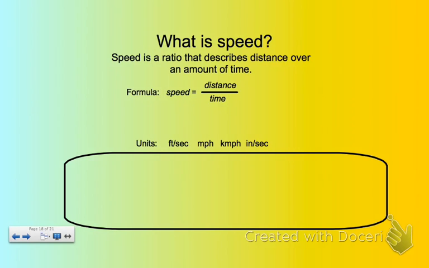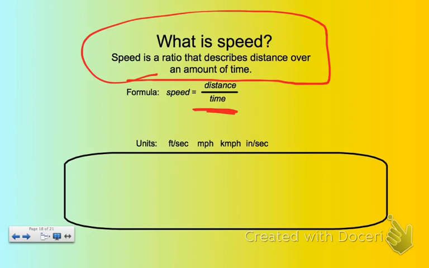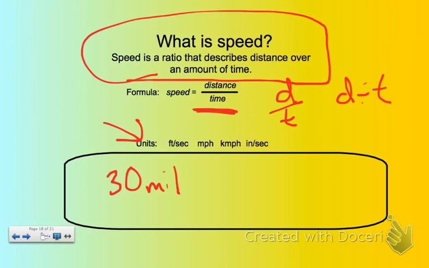As a quick review, what is speed? Well, speed is simply a rate that describes the distance traveled over a specific amount of time. Our formula for it is distance divided by time, or d divided by t. We have different units involved as well: feet per second, miles per hour, kilometers per hour, inches per second. Some basic units you might see are 30 miles per hour or 12 meters per second. You're going to see those types of problems throughout our unit, and in our next unit, Forces 2, when we talk about momentum, acceleration, deceleration, and those other things.